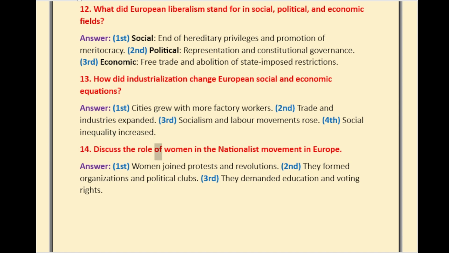14. Discuss the role of women in the nationalist movement in Europe. Answer. First, women joined protests and revolutions. Second, they formed organizations and political clubs. Third, they demanded education and voting rights.